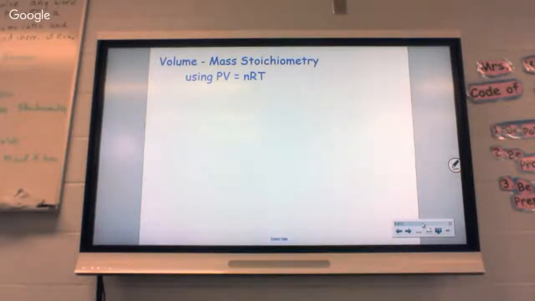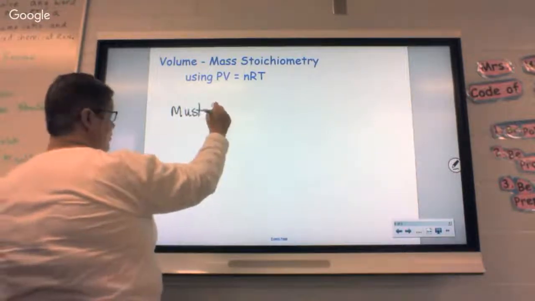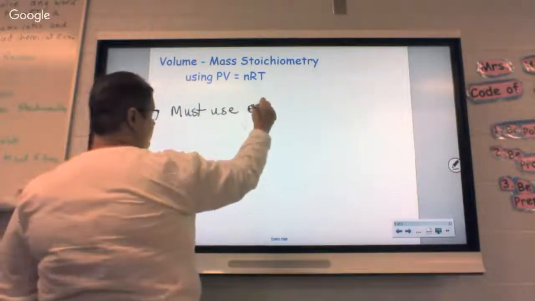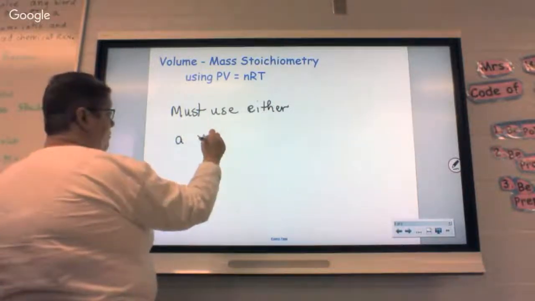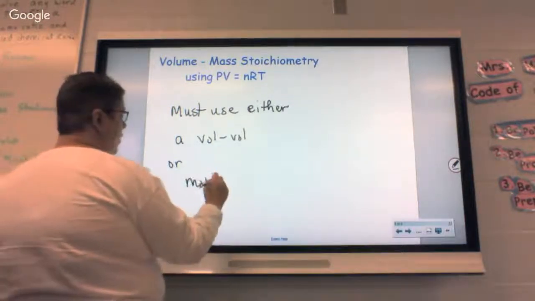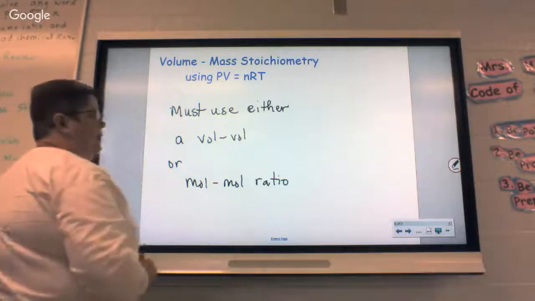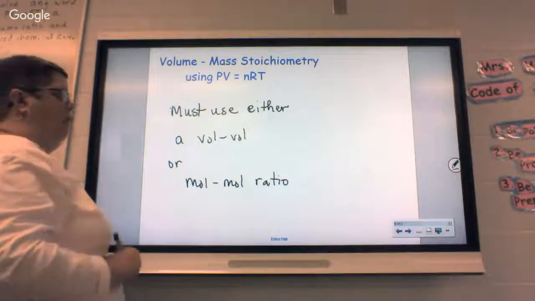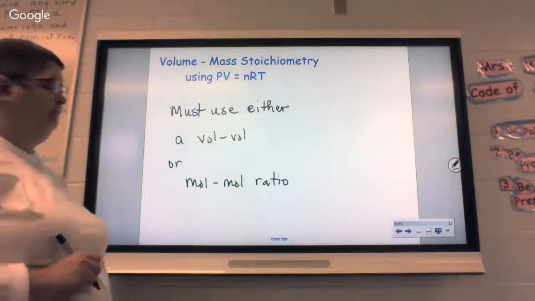All right. Now, in order to do these questions, volume-mass stoichiometry requires us to use either a volume ratio or a mole ratio. We must use either a volume or a mole ratio.